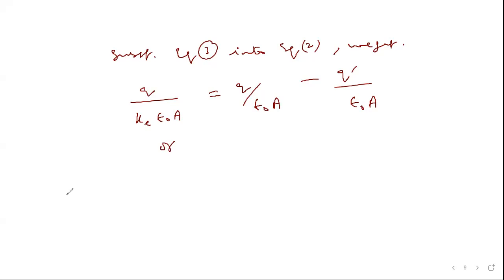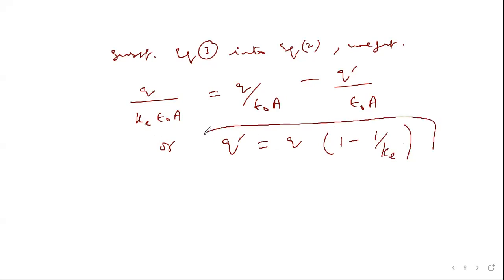1 by epsilon naught A, you can take common and that will get cancelled. Then you solve, get Q prime is equal to Q times 1 minus 1 by Ke. Name it. This is my equation 4, right? So this is my 4.